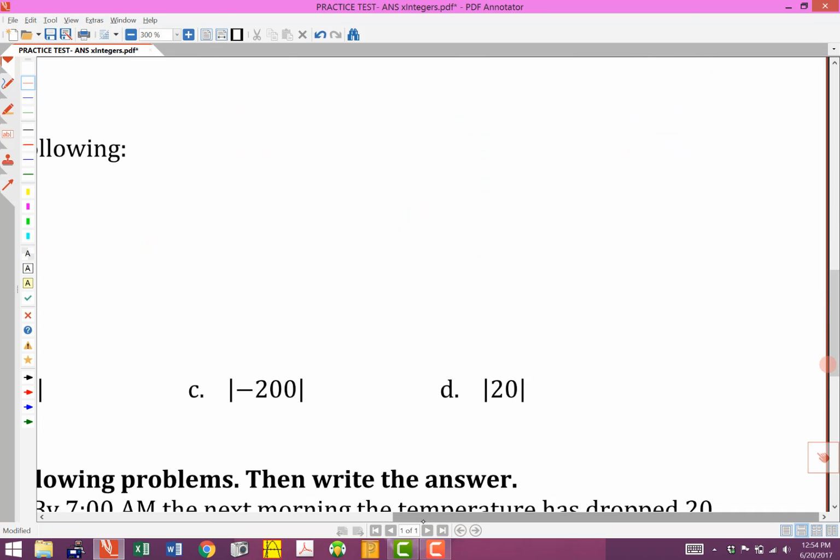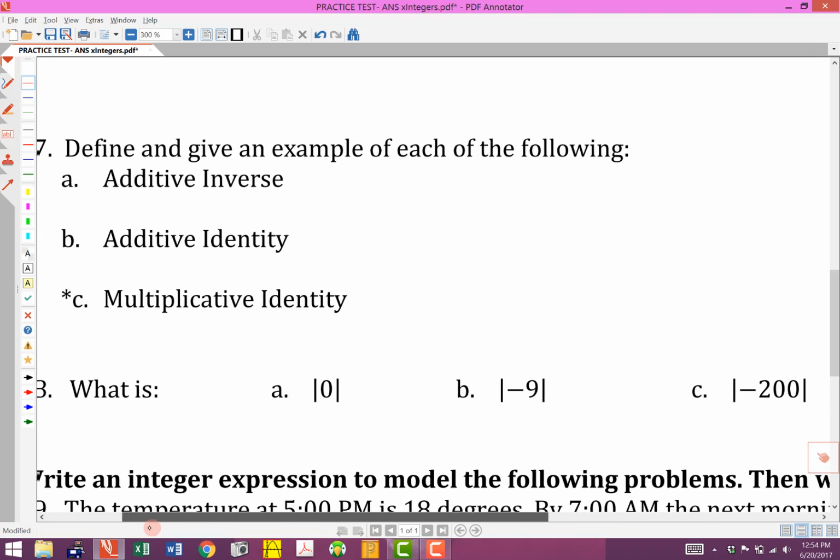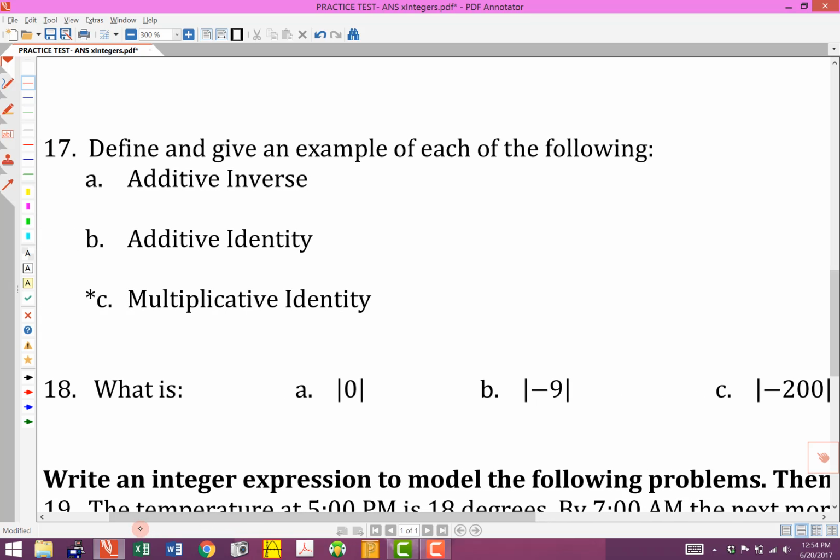Now let's take a look at this one right here. It says define and give an example of each of the following. So we've got additive inverse, additive identity, and then we've got something here. I got a star by this one. This says multiplicative identity. Let's come back to that one at the end here. But let's see what we've got. Define and give an example. So let's see, additive inverse. We're going to add and do the inverse. So this is add and undo. So maybe an example would help.